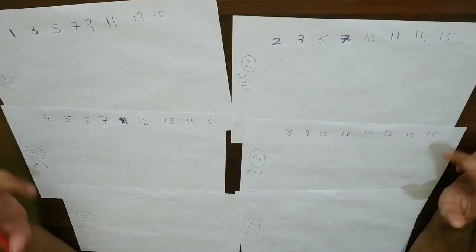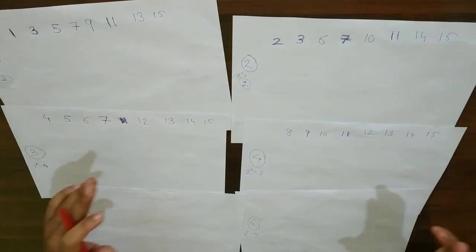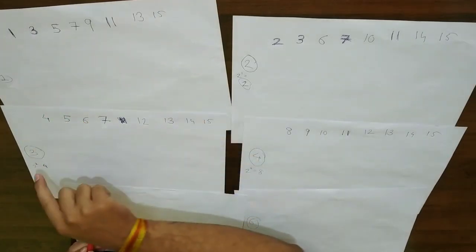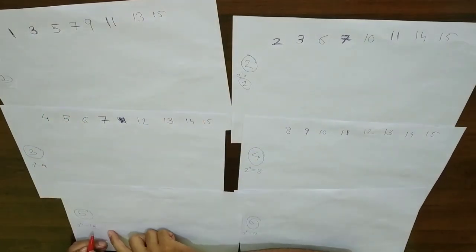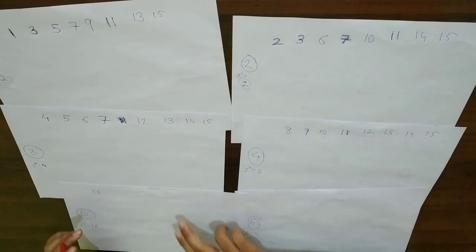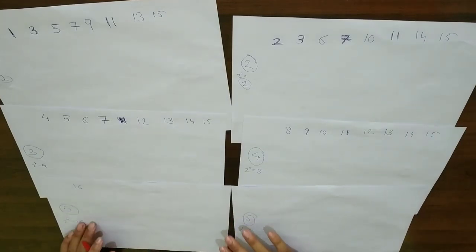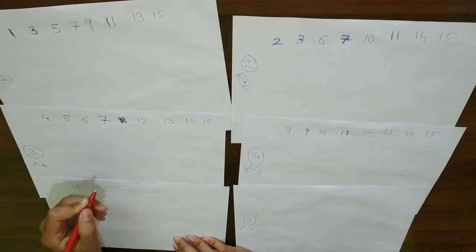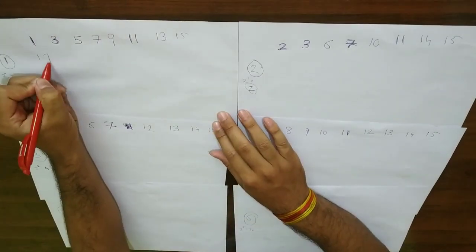Then next number is 16. So 16 is here, after 8, 1, 2, 4, and after 8 here is 16. So we can write here first number as 16. Then 17. 17 is 16 plus 1. So here is 17. Here is also 17.